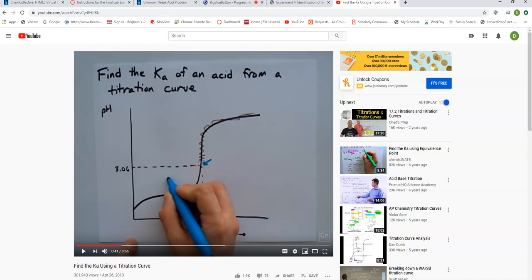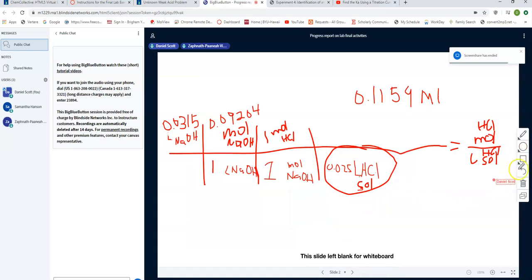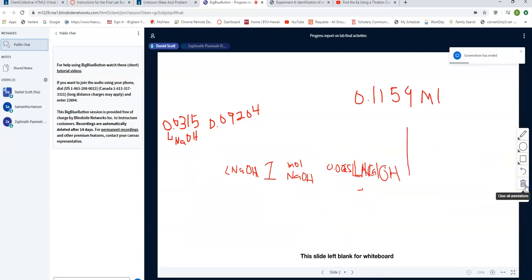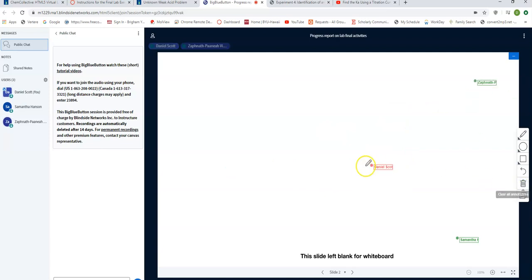So let me go back to this page here. Can you guys erase all your stuff that you wrote? The trash can there. Zaf, are you there? If yes, you could use the garbage can to erase everything you wrote. You see the little garbage can symbol there? There we go. Okay. Excellent.